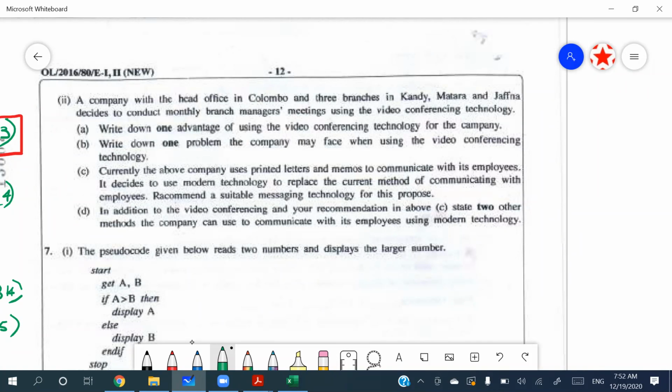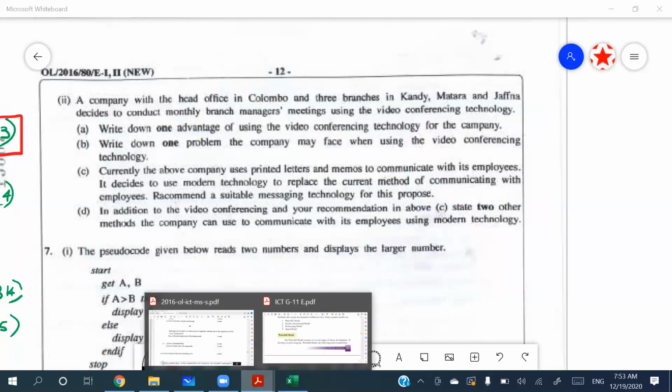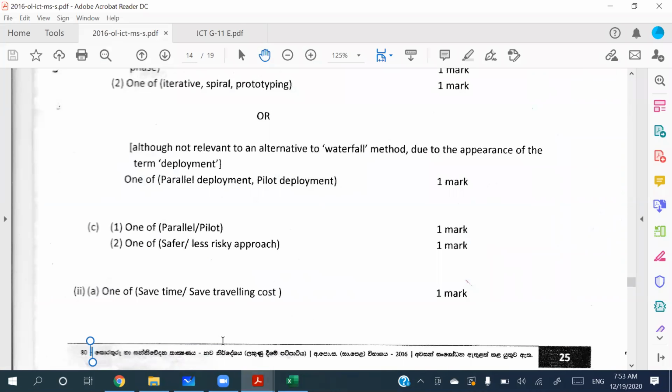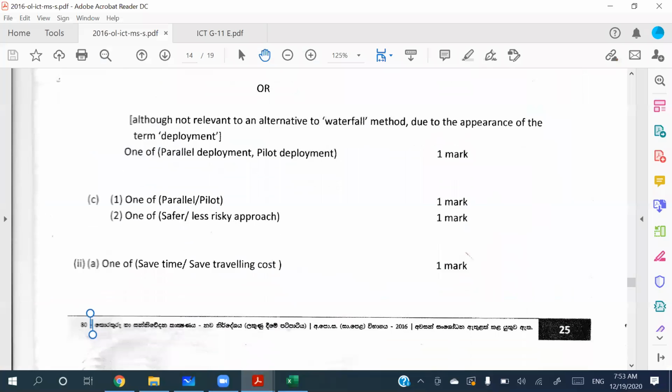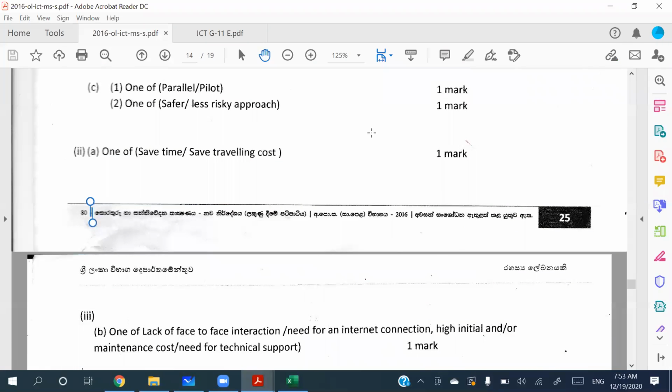So, like you can say, they can have the conversation while located in different geographical areas, and they can have the meeting at any time that they need to, so time constraint will not be a barrier, right? And it will save money, which means it is cost saving or cost effective, right? So likewise, you can go with the answers. They have said one of: save time, save traveling cost, and they can have many, right?